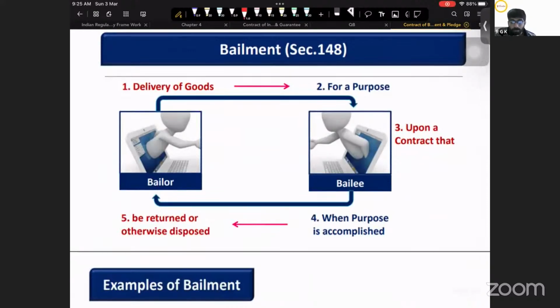Delivery of goods for a purpose upon a contract. The contract is that once the purpose is accomplished, the goods must come back to the true owner or be disposed of. Delivery of goods for a purpose upon a contract that when the purpose is accomplished, it will be returned or otherwise disposed of.